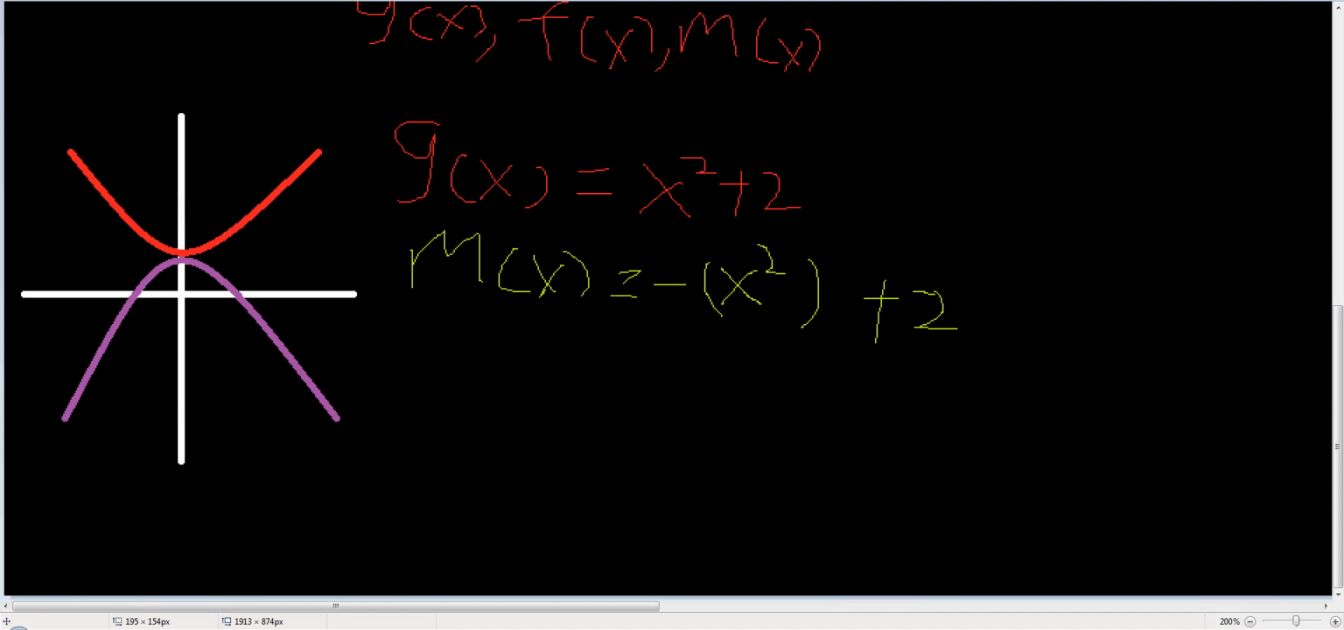And again, we have f of x. It can be any function as long as it's a function. So f of x is any function that's under g of x but on top of m of x. That means g of x is always greater than or equal to f of x, and m of x is always less than or equal to f of x. Fair enough? Okay.